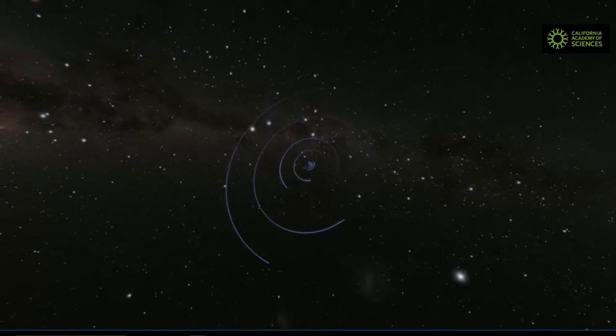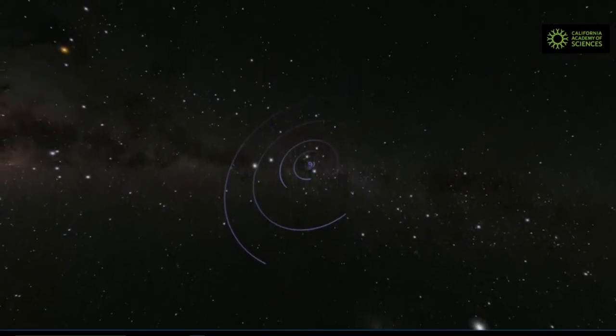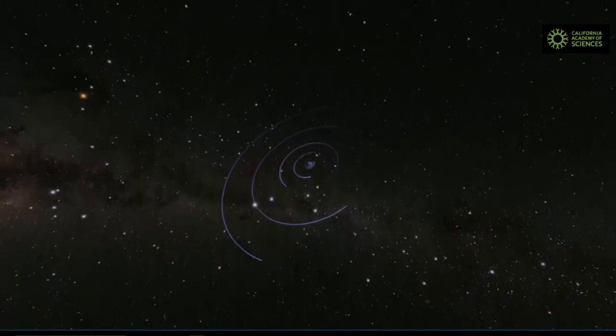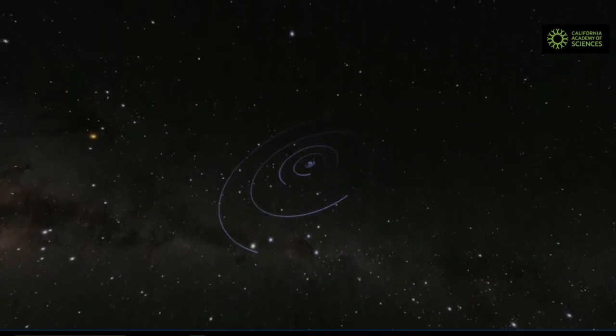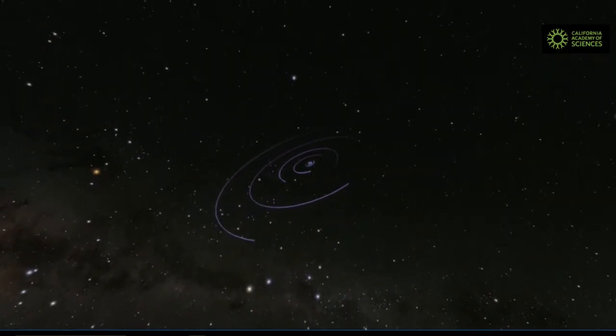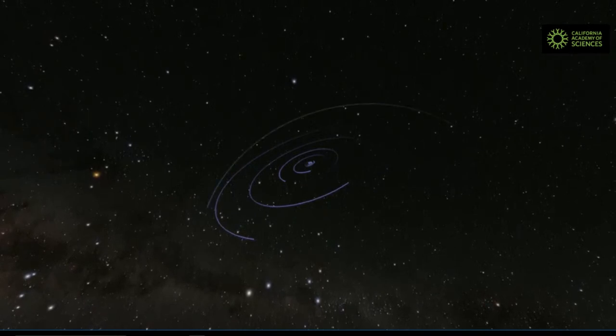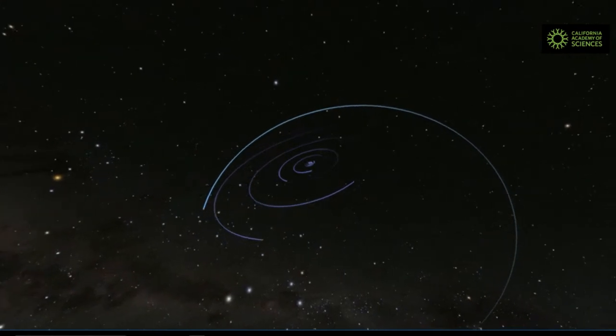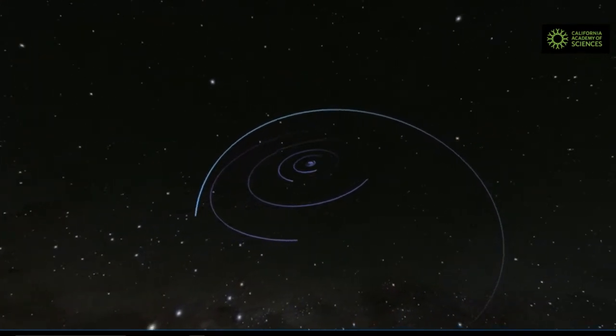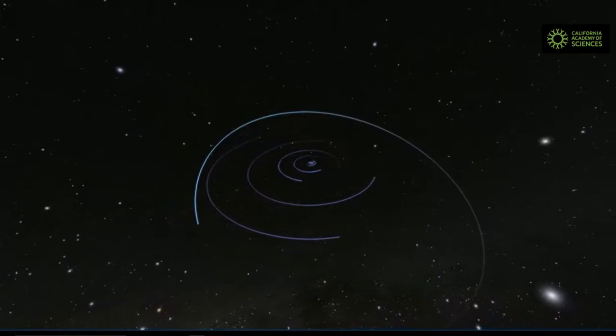It is now classified as a dwarf planet, and that classification was made in 2006, when astronomers decided that Pluto is just a different kind of object. Maybe we should give it a different kind of category. So it's in its own class, along with a few other dwarf planets out there.